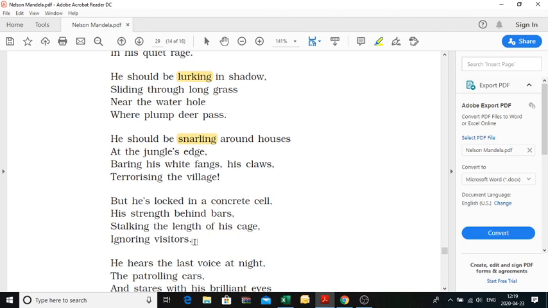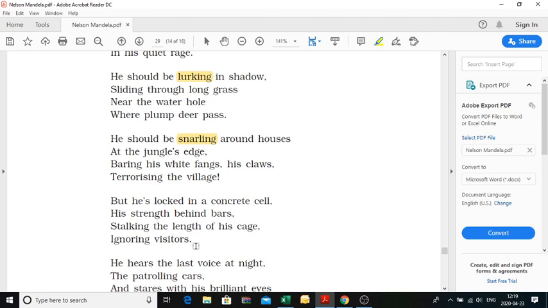ignoring visitors. So visitors, persons who come to visit him, and he was ignoring them. He was not paying any attention to them. But he is locked in the concrete cell. He is back in the zoo. तो उसके अंदर वो लॉक्ड है. His strength behind the bars, और उसकी जो strength है, उसकी जो power है, that is also behind the bars.